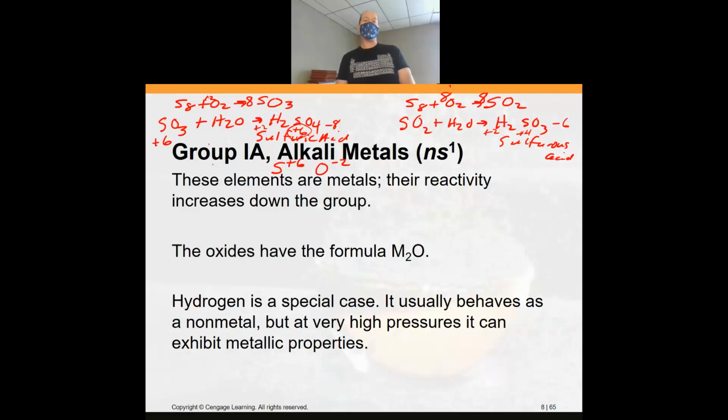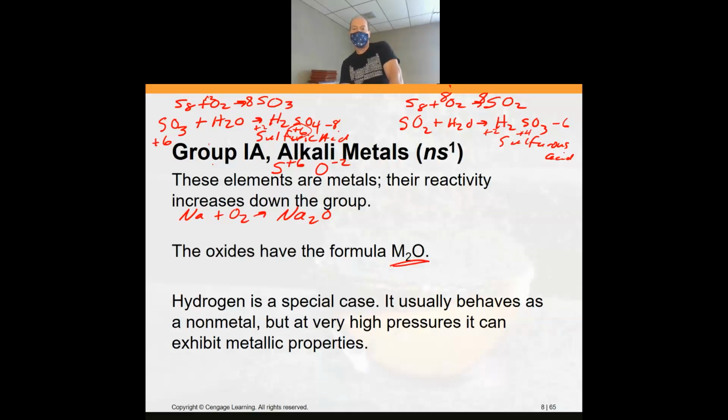All right, so let's go to the 1A, alkali metals. Let's look at sodium. We're going to take sodium and add oxygen, and we're going to get sodium oxide, and that is Na2O. How do we know that? Well, sodium's in the +1 column, and oxygen's in the -2 column, and so it is Na2O.